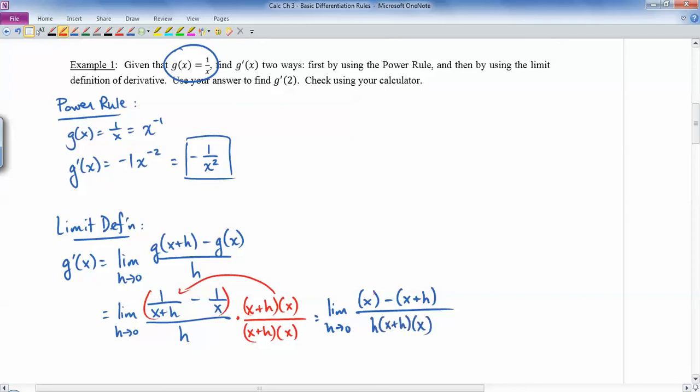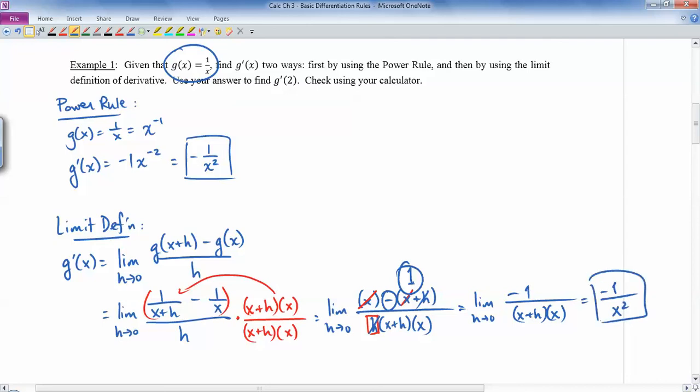So on top, my x terms cancel, and I'm left with negative h. And then I can cancel that with that h down there. So on top, I'm left with limit as h goes to 0 of negative 1 over, and then the h's have canceled at this point, right? So I just had a negative 1, over x plus h times x. And then if I plug in h equals 0, I get negative 1 over x squared. So I get the same answer either way.